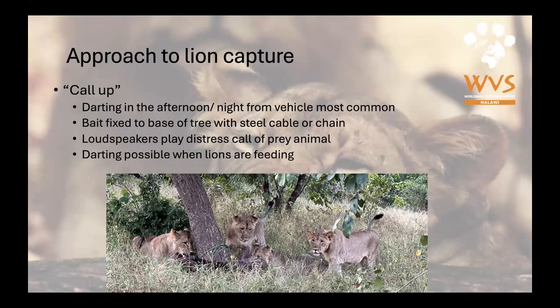You bring a bait, like any sort of carcass, an impala, or usually, if it's a waterbuck, we maybe just take half of the animal and keep the other half for another call-up. And then we fix this bait to a tree, so that the animal can't pull it off. We tie it to a tree with a steel cable or a chain. We then play the distress call of a prey animal from a loudspeaker that is hidden quite high up in a tree.